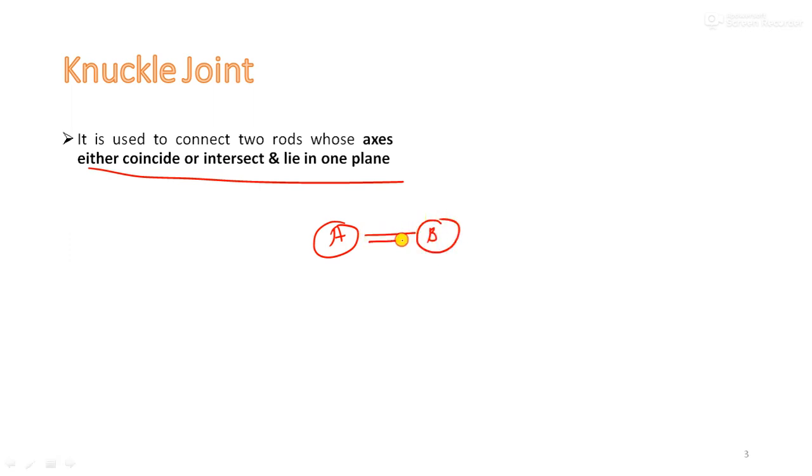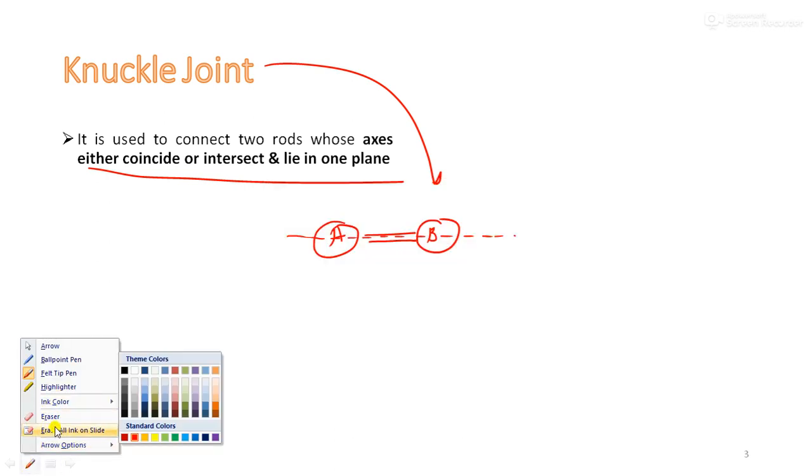Now let us understand first of all the knuckle joint. It is used to connect two rods whose axes either coincide or intersect and lie in one plane. A knuckle joint is used, let us say there is a rod A and let us say there is a rod B. These two rods are connected with the help of this knuckle joint, and what is the condition? The axes of these two rods should coincide or intersect and lie in one plane. In such a condition we can use this knuckle joint. I hope it is clear to all of you.